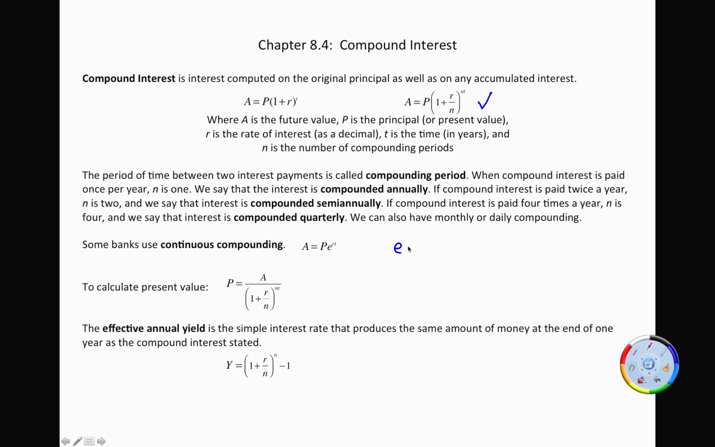When you punch E on your calculator, you should get a non-ending decimal, 2.71828 on and on and on. If you cannot find the E on your calculator and make it spit this number out for you, then you need to contact me and get some help with how to use your calculator.